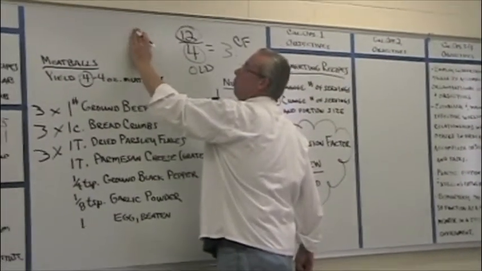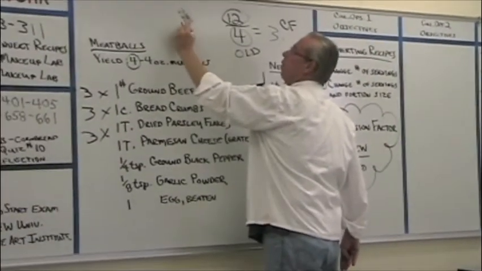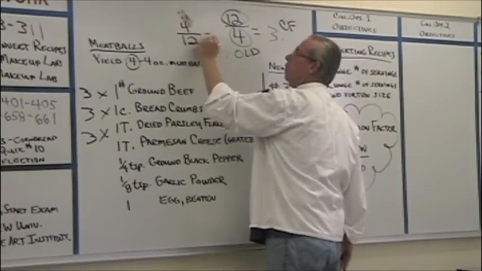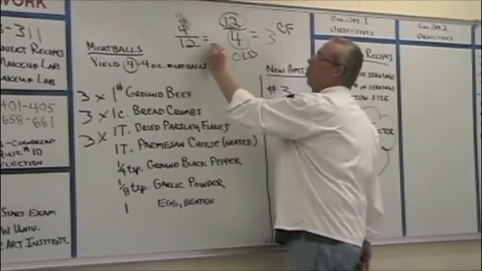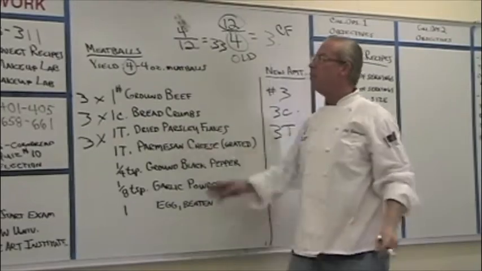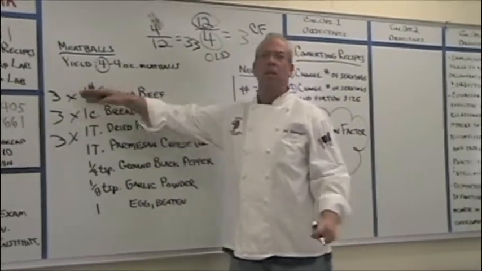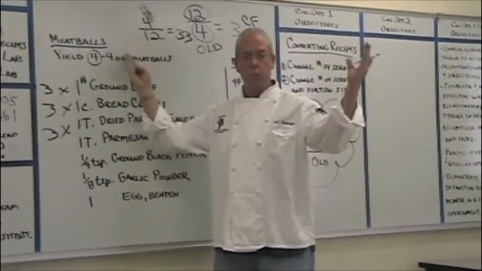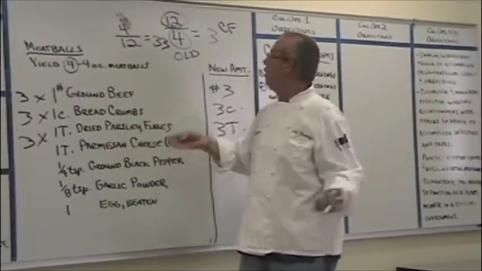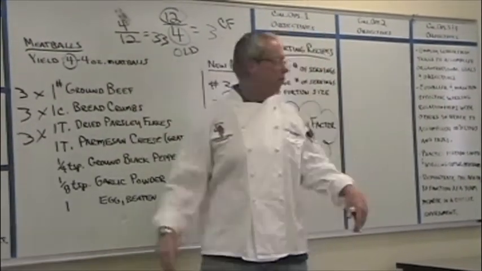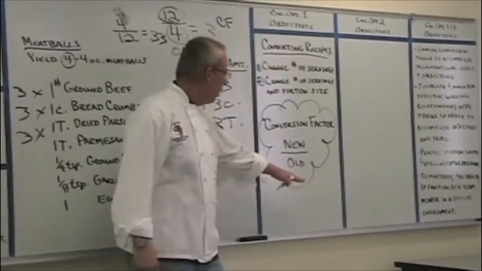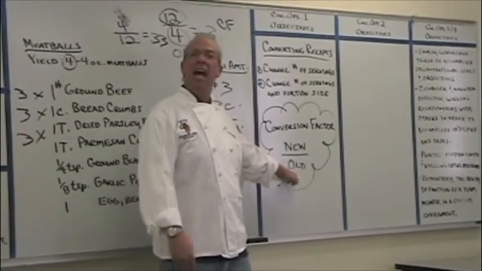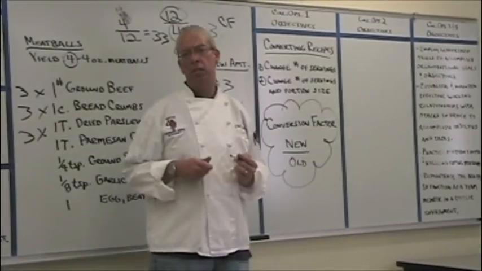Again, it would simply be 4 divided by 12, and that would be 0.333, and you would take everything times 0.333. So you're reducing it. Same thing, just don't forget the formula. The formula is new over old. What is the original recipe, and what do I want to make it into?